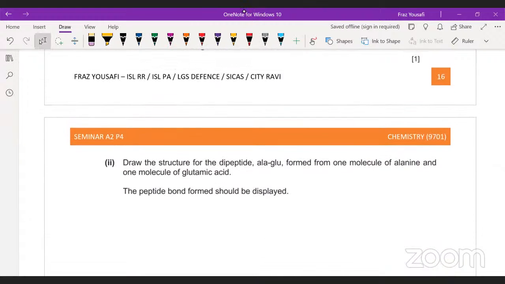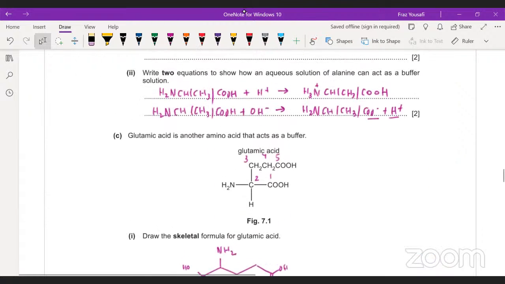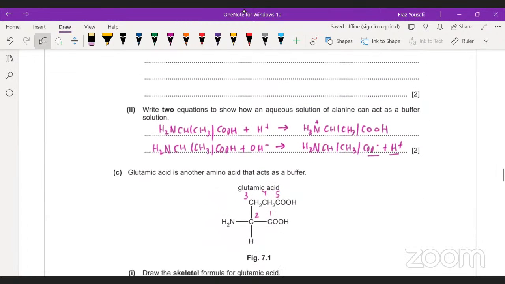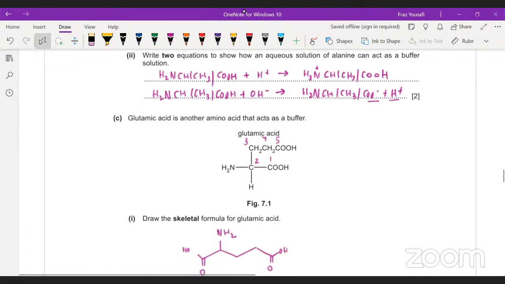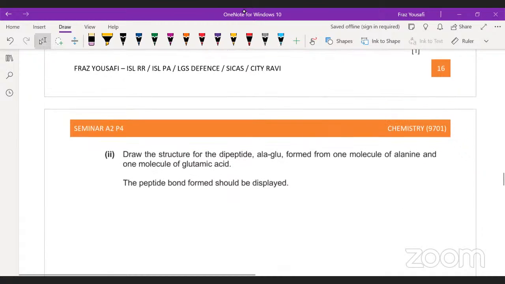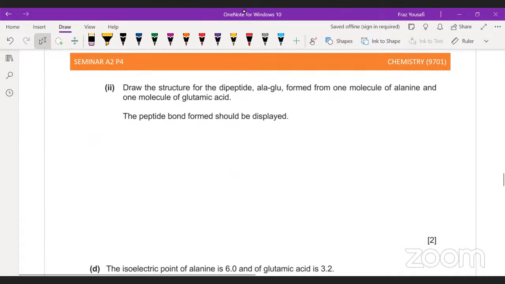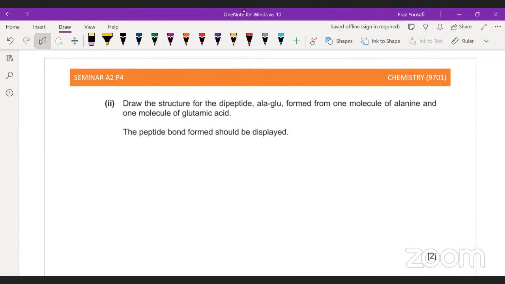Now, structure for the dipeptide. What is it that they want here? They've given you the alanine, which is the one with CH3CH, and then you've got glutamic acid with multiple carboxyls, and they want you to join them together to show a displayed peptide bond holding alanine next to glutamic acid. So this is your alanine structure again.